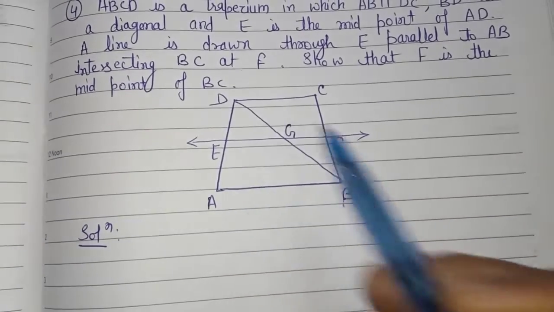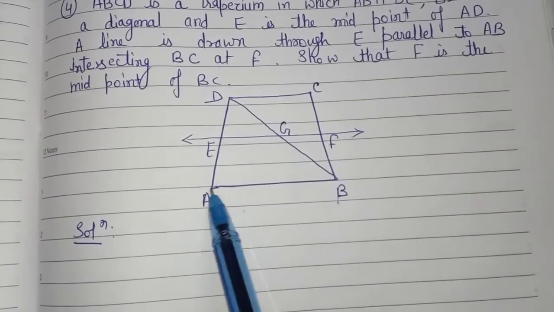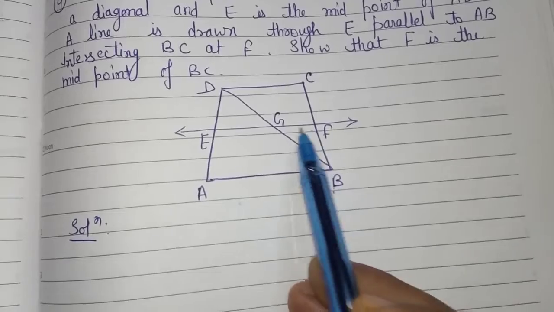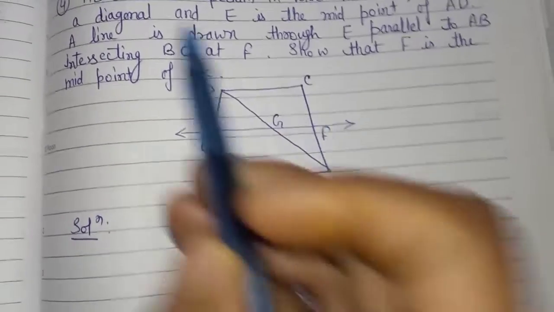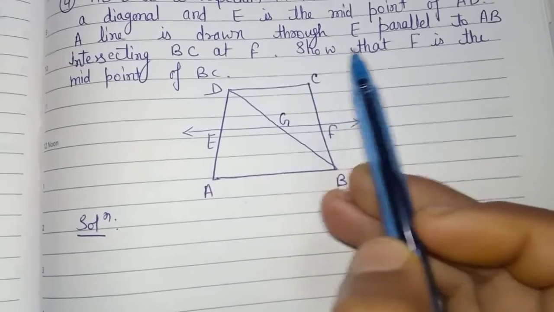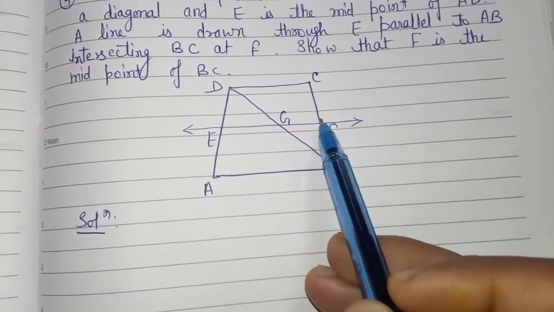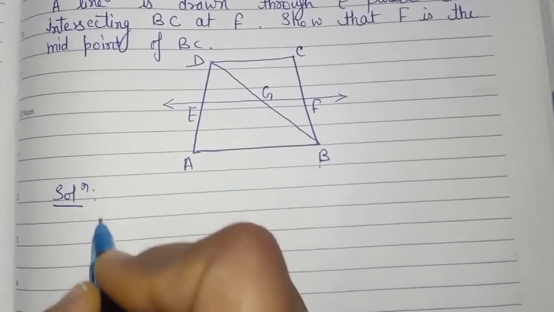A line is drawn through E parallel to AB. This is parallel to AB. It means EG is parallel to AB and GF is parallel to AB as well. Show that F is the midpoint of BC. We have to show here F is the midpoint of BC.